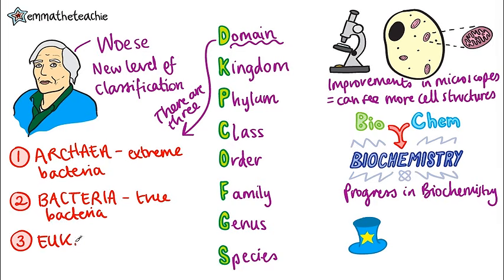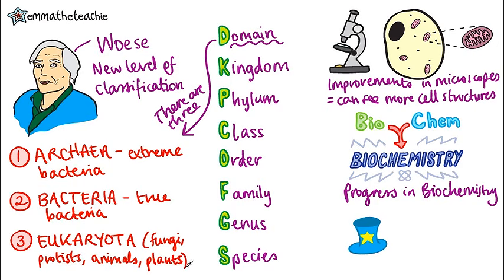The third domain is eukaryota. You'll have learned about eukaryotic cells in the first topic of biology, and hopefully you remember the 4 kingdoms: fungi, protists, animals and plants. And if you're wondering about the prokaryotes, which you also learned about in that topic, then archaea and bacteria both encompass these type of cells.